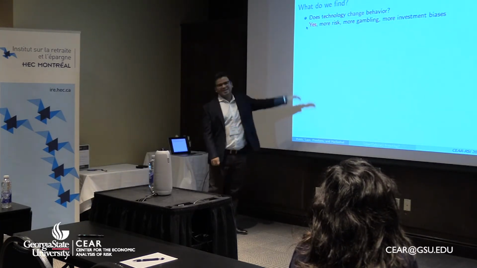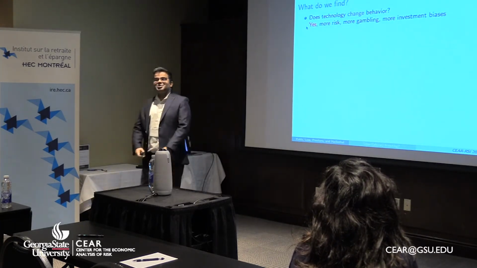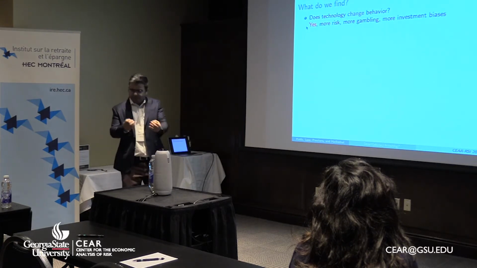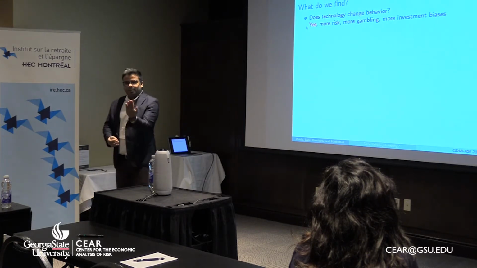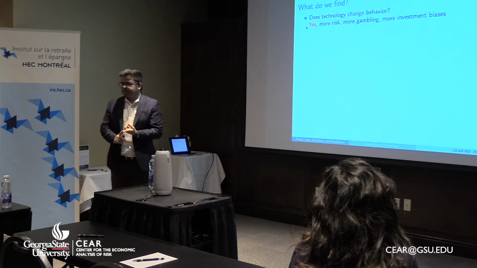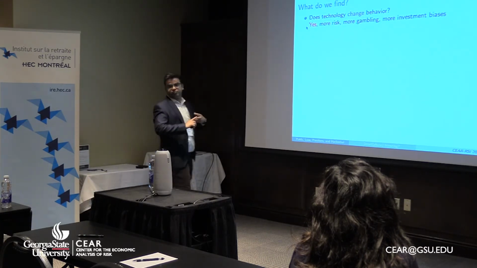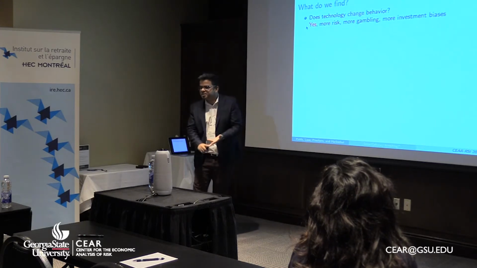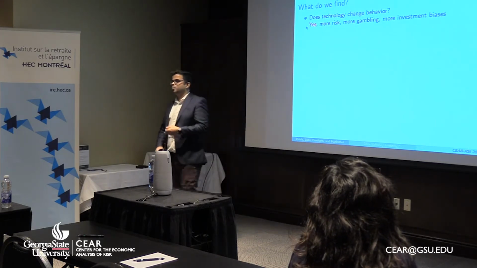All right. So the same investor in the same month, when they are purchasing something on their smartphones, they are purchasing riskier assets. They are purchasing assets which exhibit more gambling preferences, and they are also exhibiting more biases.